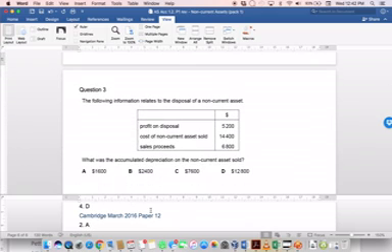Question 3. The following information relates to the disposal of a non-current asset. I have a profit that has been made on the disposal, I have the original cost, and I have the proceeds from the sale. What was the accumulated depreciation on the non-current assets sold? Well, what I'm going to do here is work backwards to find out the accumulated depreciation. Firstly, my sale proceeds, I got 6,800, and of that I made a profit of 5,200.